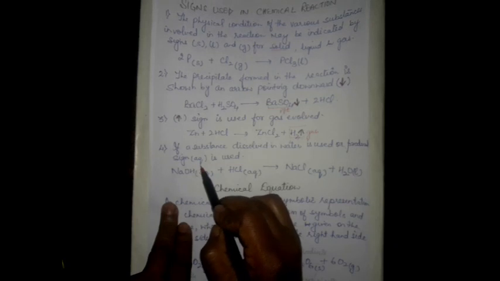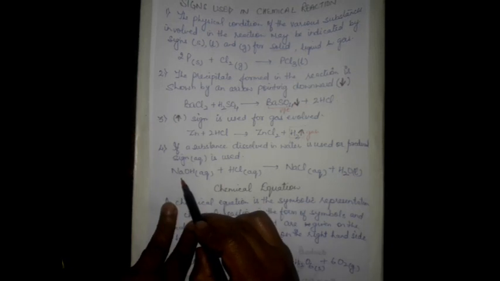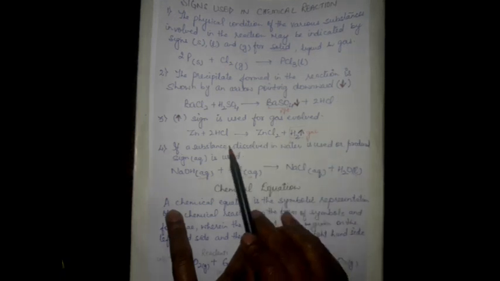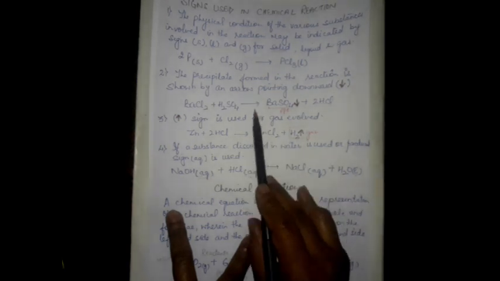Now the fourth point is, if a substance dissolved in water is used or produced, then the sign (aq) within brackets is used. Aq means aqueous. It means that the substance is dissolved in water. For example, sodium hydroxide, I have written aq, plus HCl, again aqueous. It will form sodium chloride, aqueous, and H2O, that is liquid, water. Water is liquid. So I have explained the signs used in a chemical reaction. Whenever you write the equation or chemical reaction, you have to follow these signs.